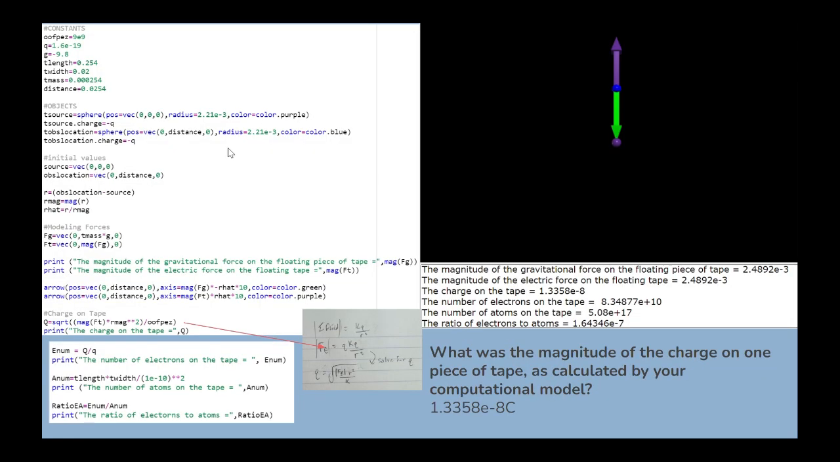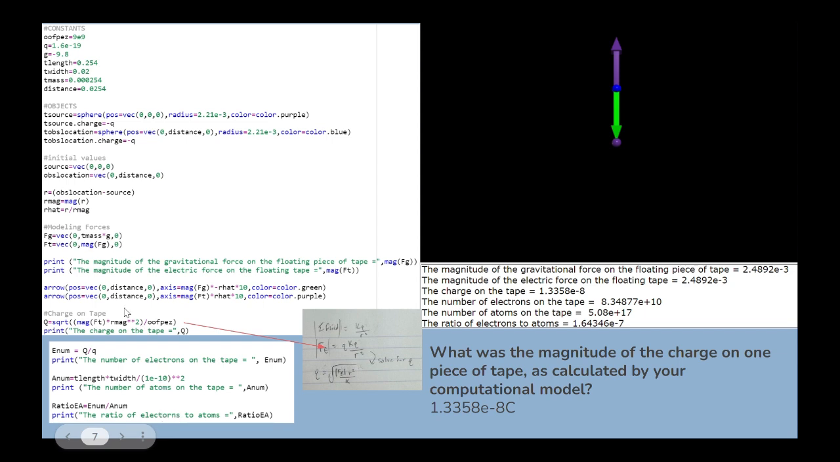So we have our constants that I mentioned before. We have our objects. Those are our tape. This is tape B, this is tape A. We have our source and our observation location, where our source is tape A, and this is tape B. And then we calculated our force of gravity and the force of the tape's electric field on the other. And we then calculated the charge on the tape, the number of electrons, number of atoms, and the ratio.